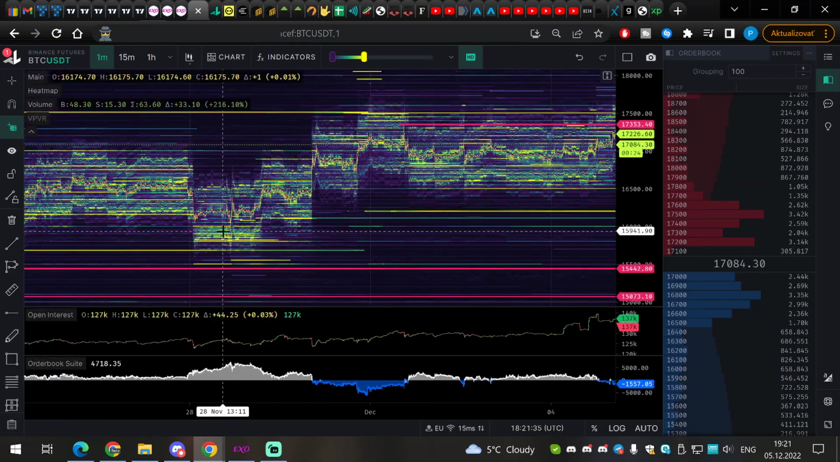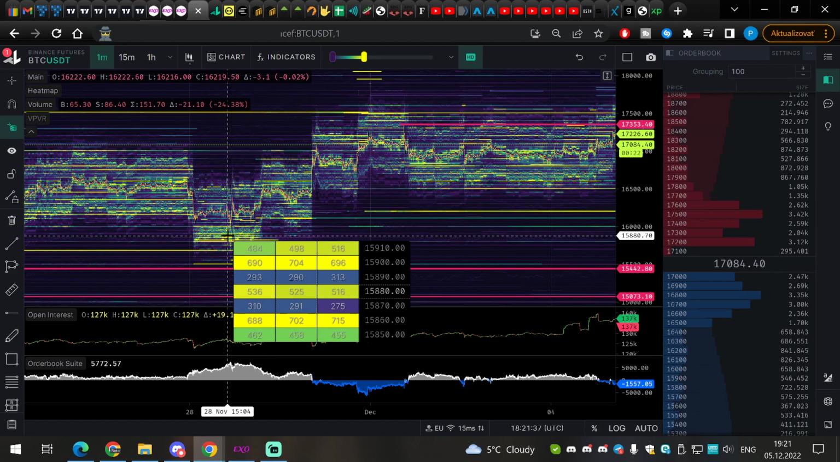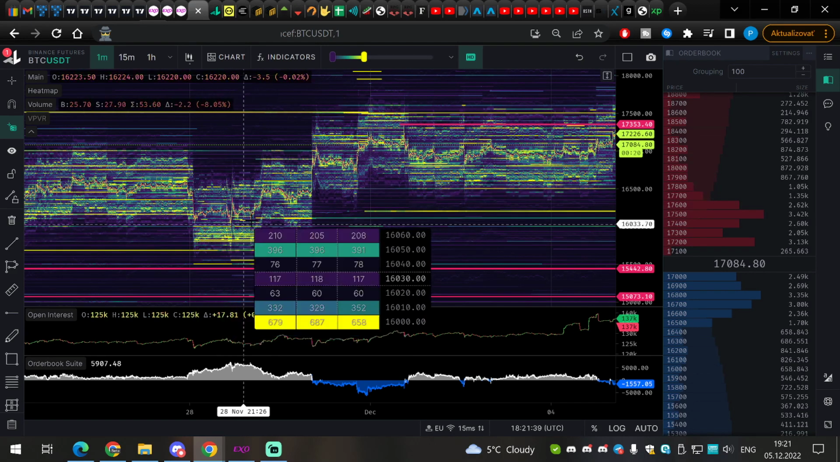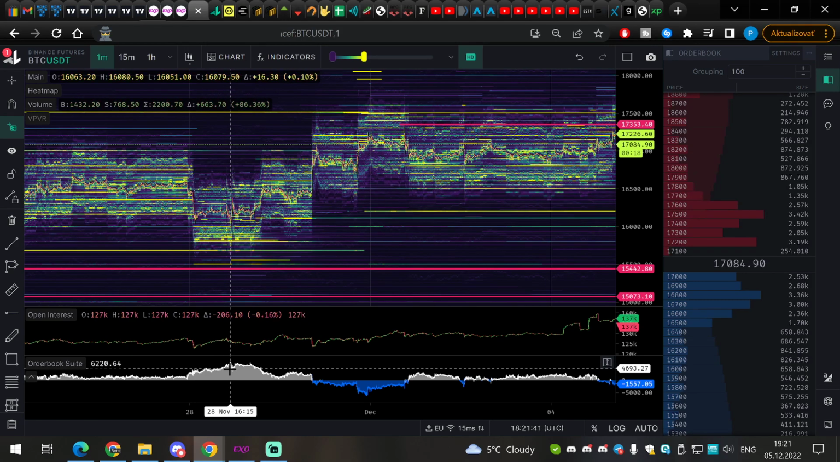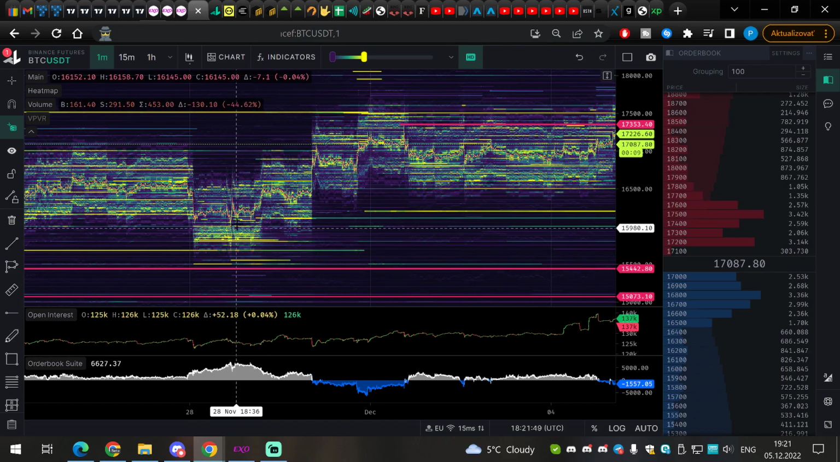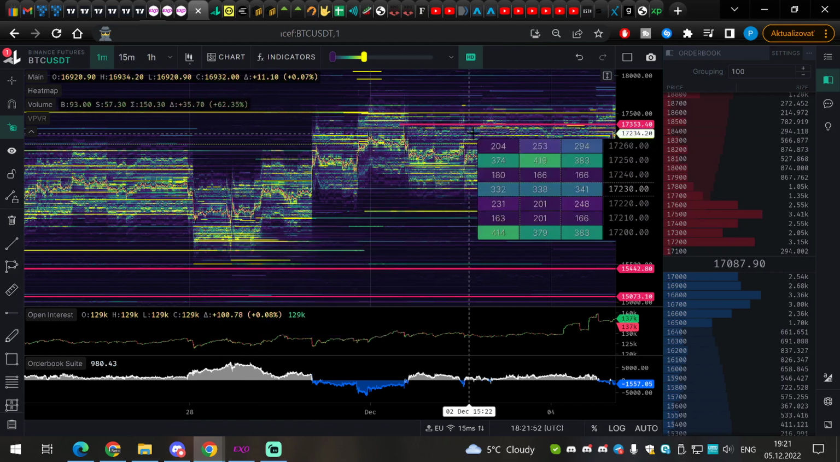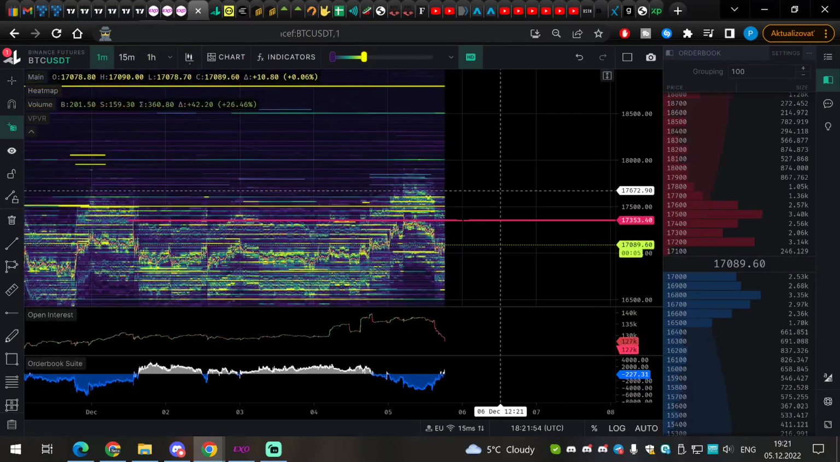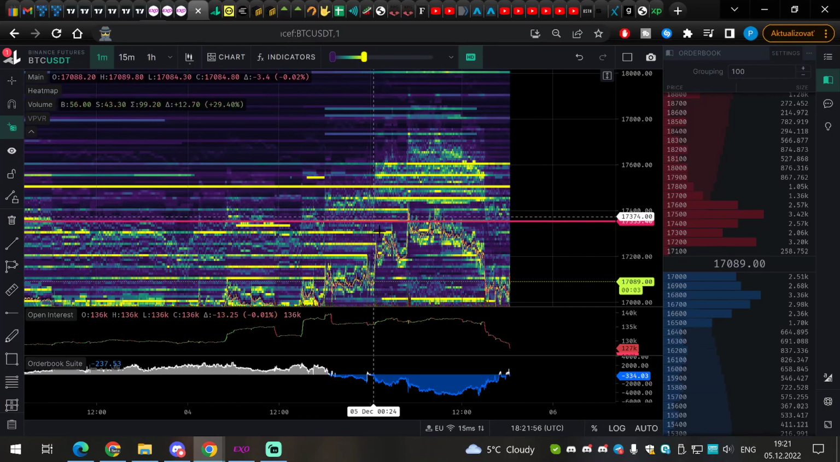For example, at 16,000. And I showed you again how the books are heavily layered and protecting. And look how many Bitcoins there were, what was the ratio? 7,000 plus Bitcoins ready to absorb this market. Very significant. So Tradinglite, super useful as well.